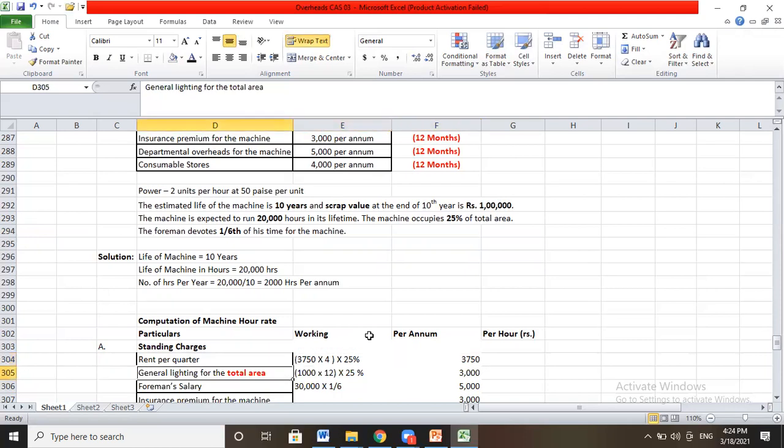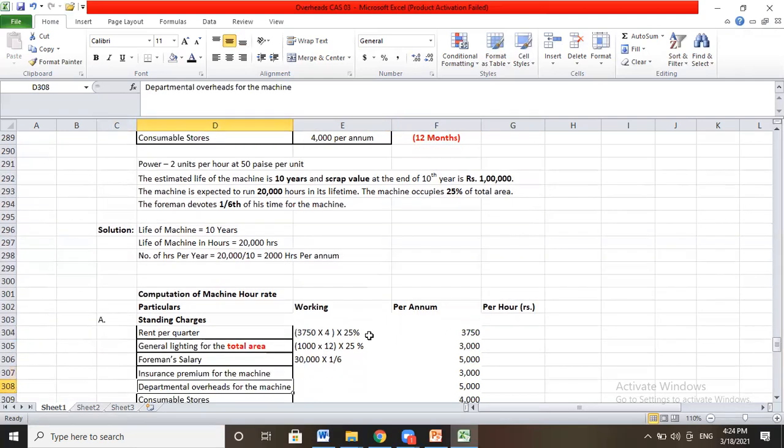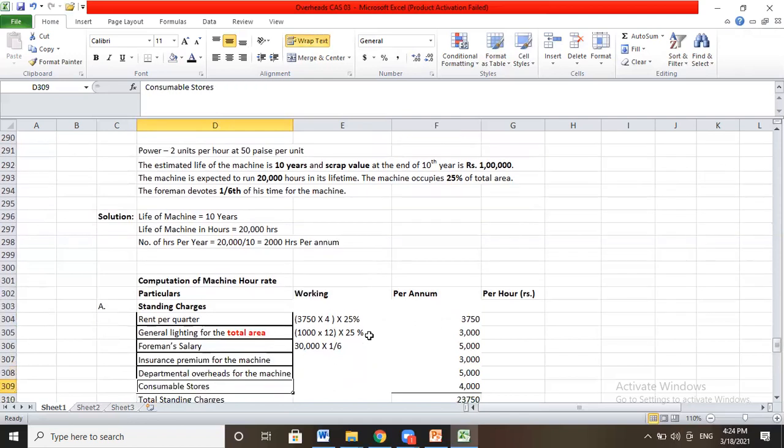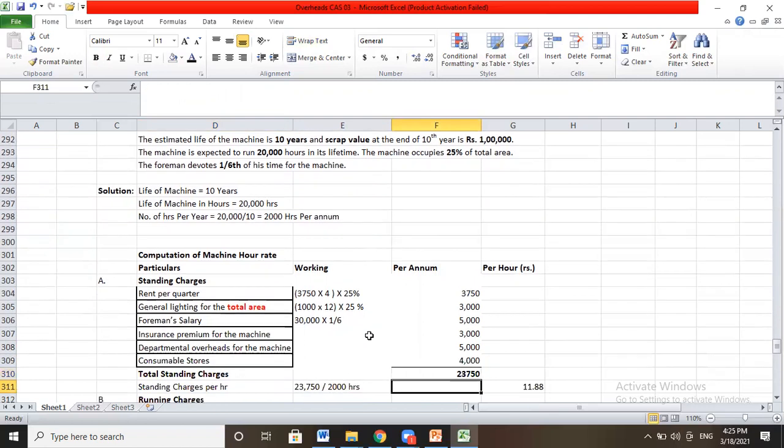General lighting for a month is 1,000, and multiplied by 12 you will get annual general lighting, and again 25% of it is 3,000. Foreman salary is 30,000 per annum already given, but 1/6 of it is spent on the machinery, that is 5,000. Again insurance premium for the machine is given as 3,000 rupees directly. Department overhead for the machine is given 5,000. Consumable stores given 4,000. So the total of all these, 23,750, should be divided by the number of hours spent in the year.